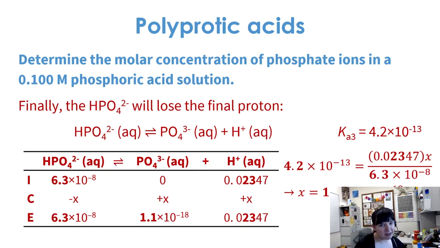Again, with each of these sequential equilibria, their Kas are going to decrease by a lot. And so by the end of this dissociation, the amount of actual product coming from that is going to be really, really minimal. That's reflected right here in our concentration of phosphate. But still, it's important for us to know what that final concentration is, even though it's very small.